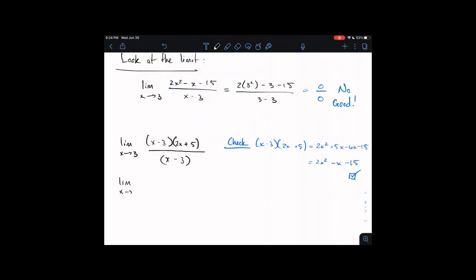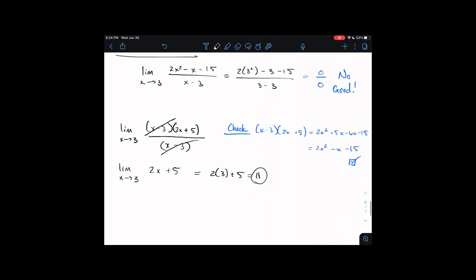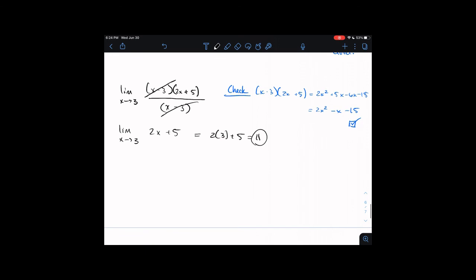So what we can do then is cancel that, and we just have the limit as x goes to 3 of 2x plus 5. And now we can just plug 3 in, get 2 times 3 plus 5, and that's 11. Okay, so that means that we know that the function value at 3 should be 11. So we're not quite out of the woods yet.